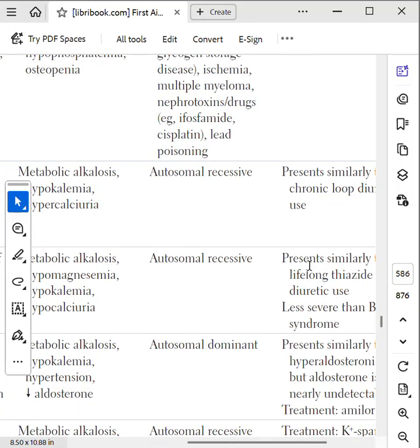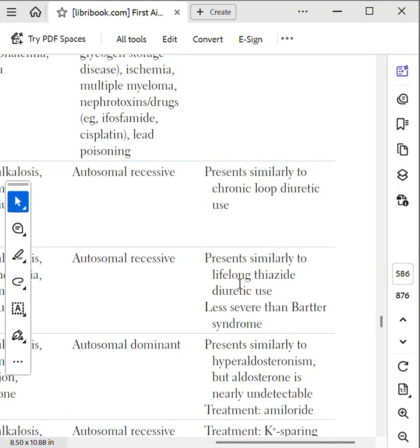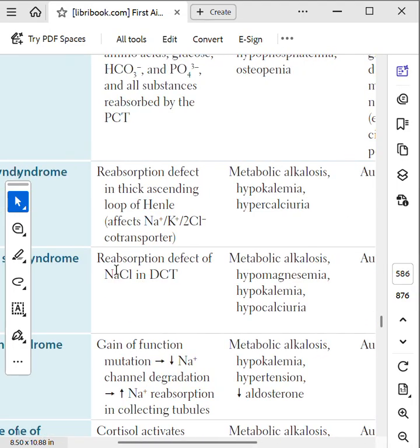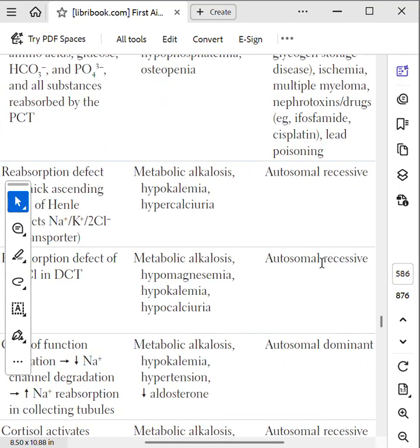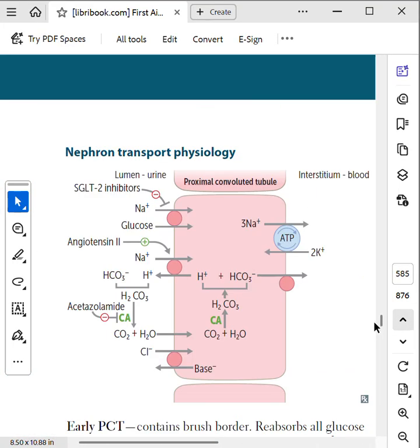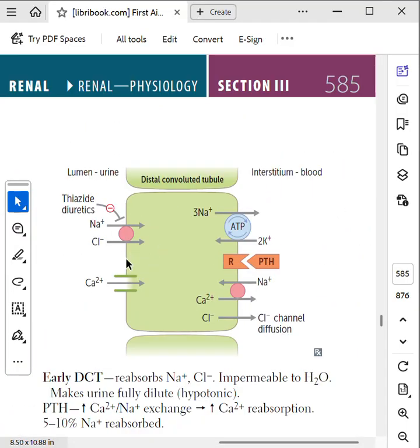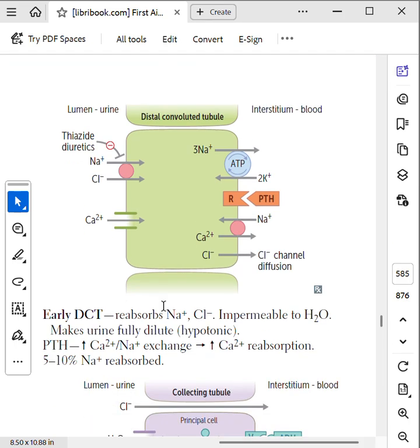Okay, and this is an autosomal recessive disease. It presents similarly to lifelong thiazide diuretic use. It's less severe than Bartter syndrome. Bartter syndrome, which we studied, is a reabsorption defect of the ascending loop of Henle and is more severe than Gitelman syndrome, right? And it acts just like chronic thiazide diuretic use, because what do thiazide diuretics do? Thiazide diuretics effectively block the sodium chloride transport here, right? That's what thiazide diuretics do, and that's why you get hypocalciuria, because calcium is being reabsorbed here in Gitelman syndrome.